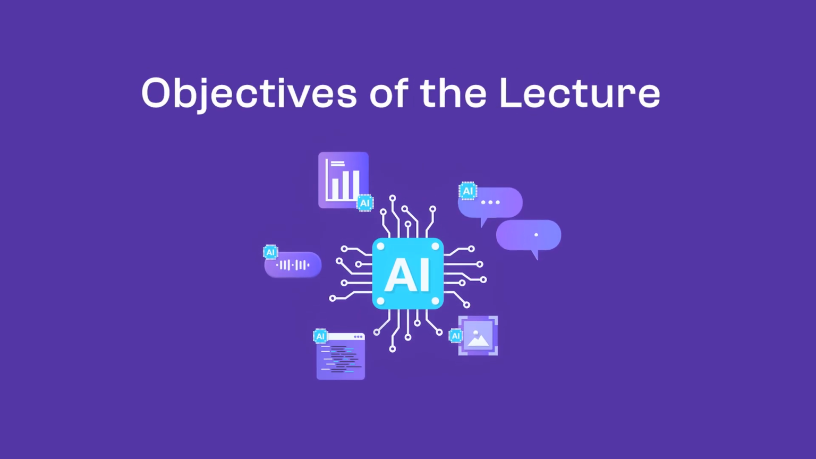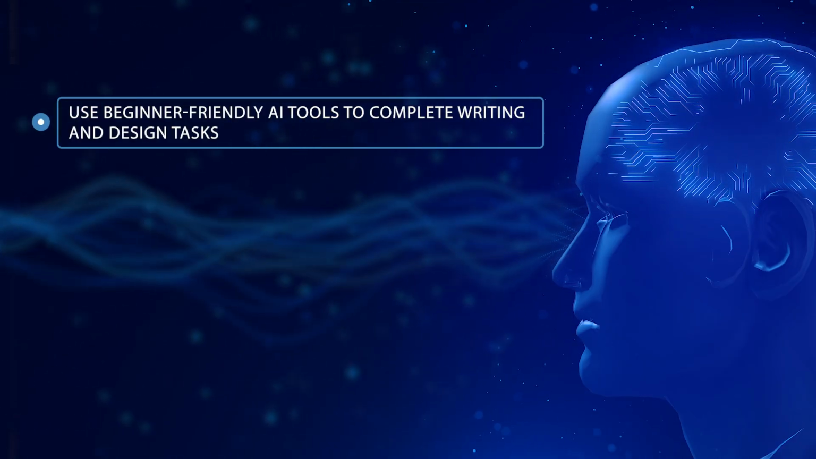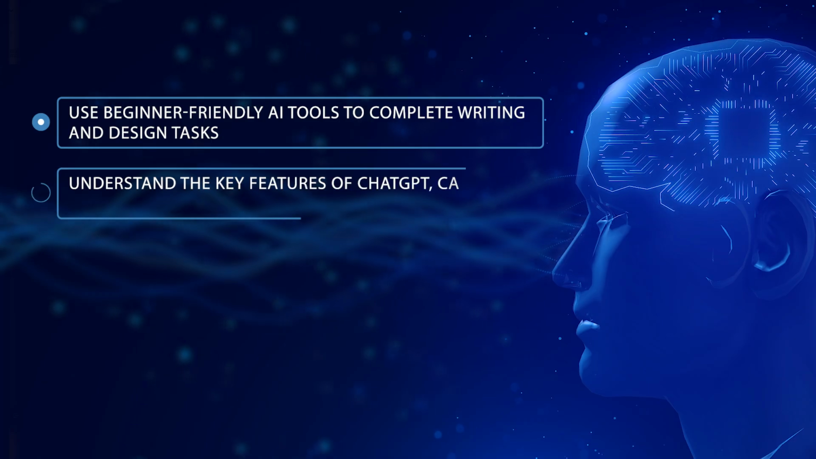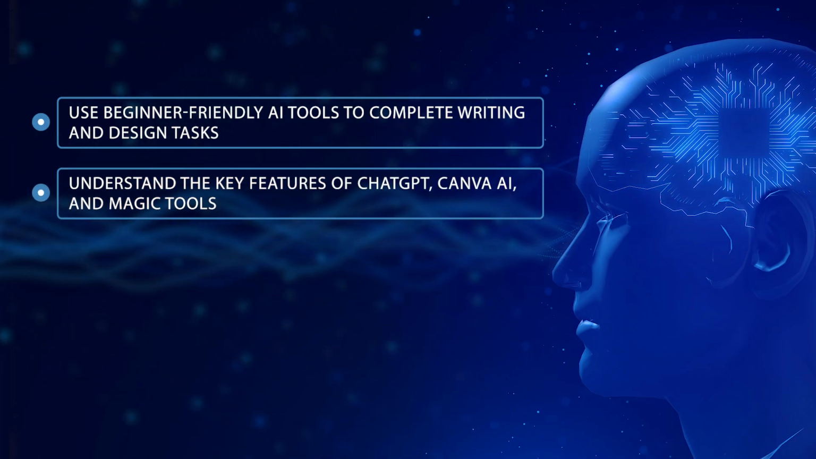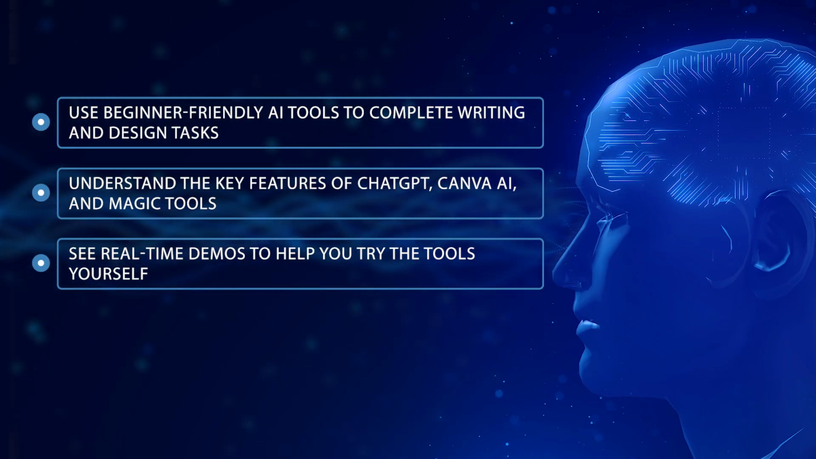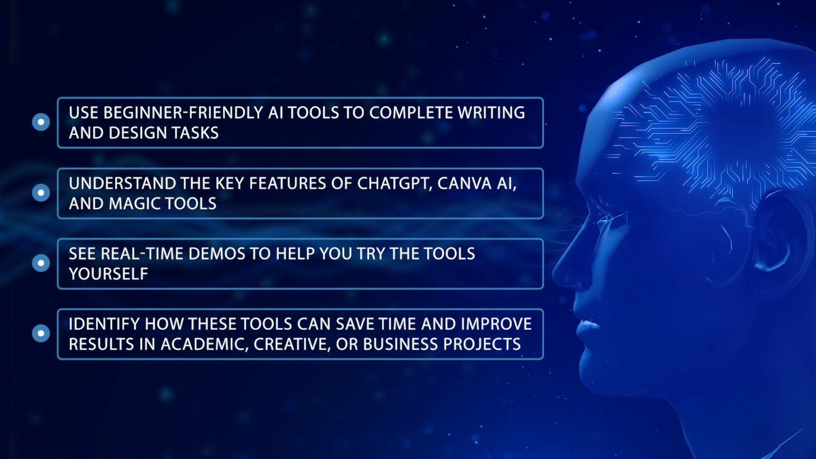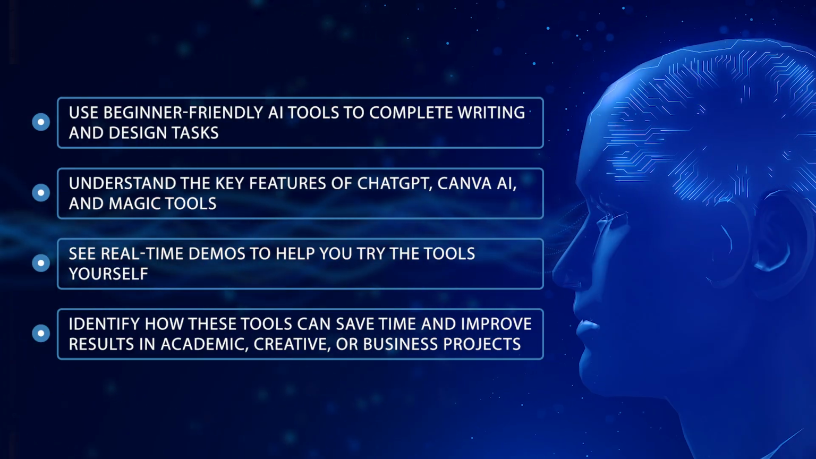Objectives of the lecture. By the end of this lecture, you will be able to use beginner-friendly AI tools to complete writing and design tasks. Understand the key features of ChatGPT, Canva AI, and Magic Tools. See real-time demos to help you try the tools yourself. Identify how these tools can save time and improve results in academic, creative, or business projects.